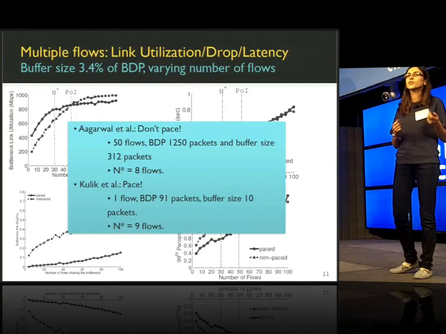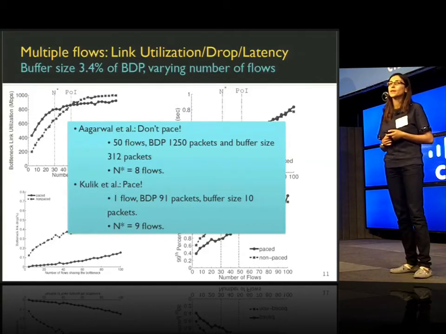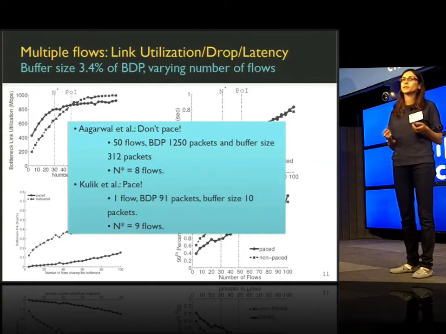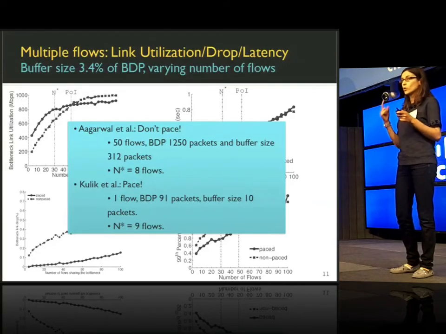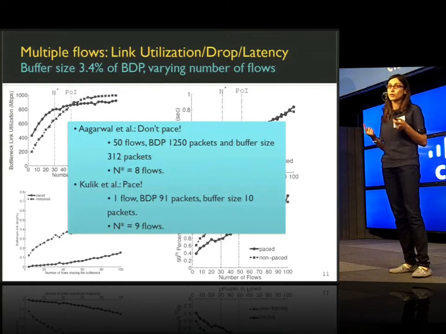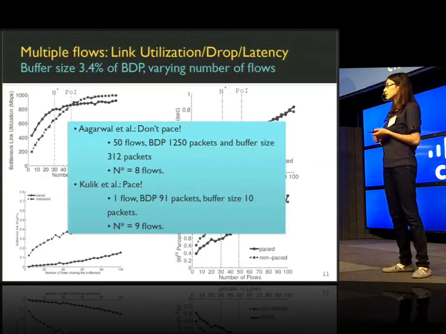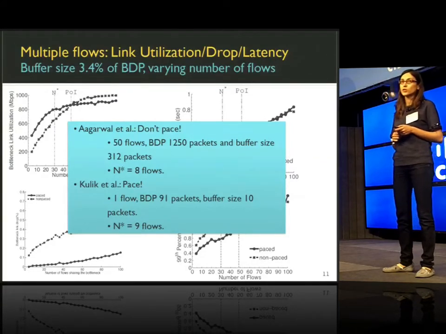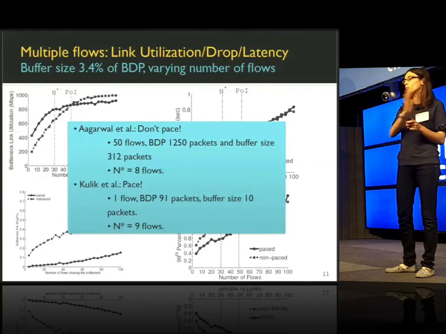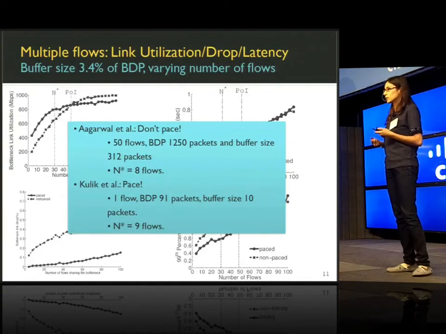On the other hand, there's another study by Kulik et al., and they conclude that we should pace because they looked at a network with only 1 flow, a bandwidth delay product of 91 packets, and a buffer size of 10. And according to our model, the lower bound on the point of inflection is actually 9 flows. So they were before the lower bound, before the point of inflection. And their result is, well, pacing is good, it's helping, let's pace.